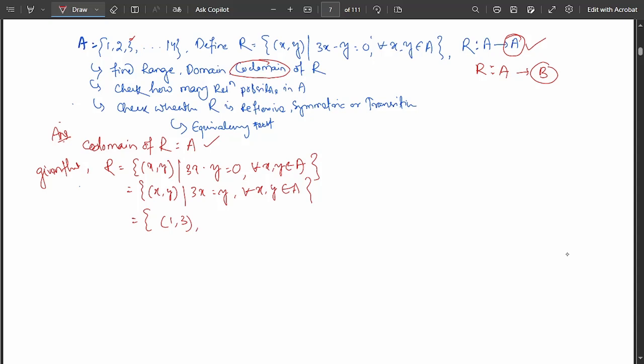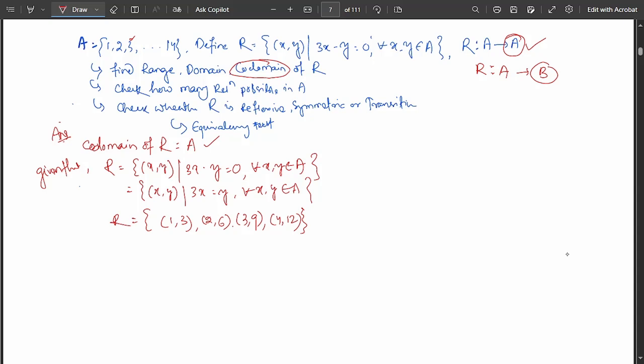Similarly for x equal to 2, y will be 6 and 6 is in A. And for 3, y will be 9. And for 4, y will be 12. But for 5, y will be 15, and 15 is not in the set A. So for 5, 6, 7, 8 and onwards, the values of y are not in A. So we cannot consider those. So this is all our relation R.